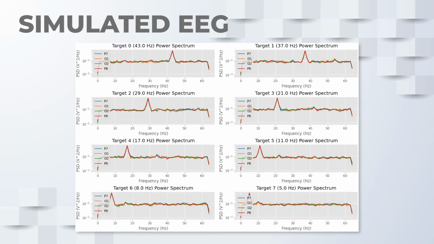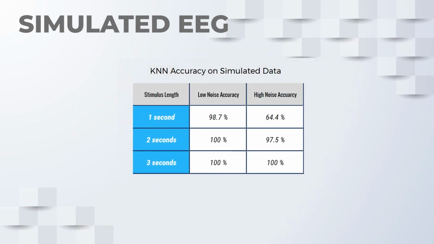The power spectrum of the time data shows a spike in each target frequency and its second harmonic. We did not find spikes in our actual EEG data as other research typically has. The table shows KNN's accuracy with different levels of noise and different stimuli length.